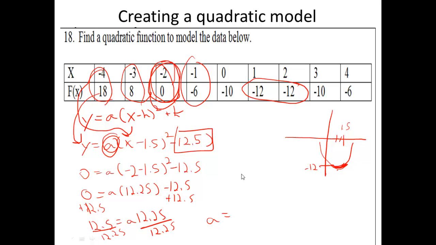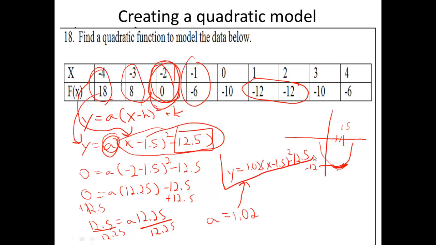So again, as I show this work, I would just write as my final equation, y is equal to, now I bring up my A, 1.02, and then I just bring over what I have here, times x minus 1.5 squared minus 12.5. Okay? And that is your equation that will give you somewhere around those data points.